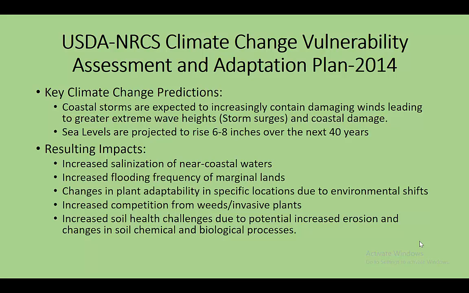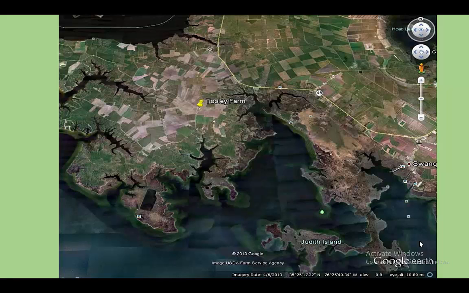And what are the resulting impacts? Increased salinization in near coastal waters, increased flooding frequency of these marginal lands, these transition lands between tidal areas and agricultural production lands. We're seeing changes in plant adaptability due to environmental shifts, and we're looking at that in our plant materials program as how can we adapt our plant recommendations based on climate change, based on sea level rise, based on saltwater inundation. We're seeing potentially increased competition from invasives, which is always a problem, and increased soil health challenges. So these are all things that were specifically spelled out in the assessment plan and vulnerability plan.